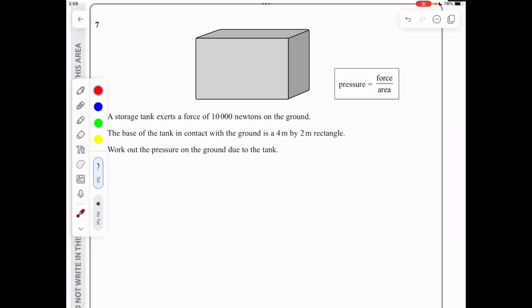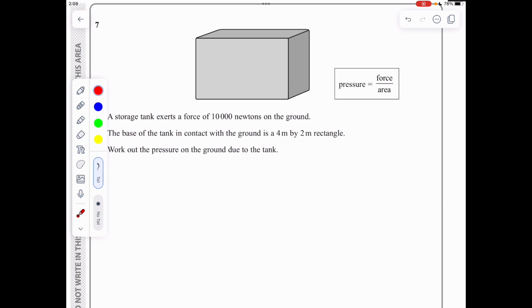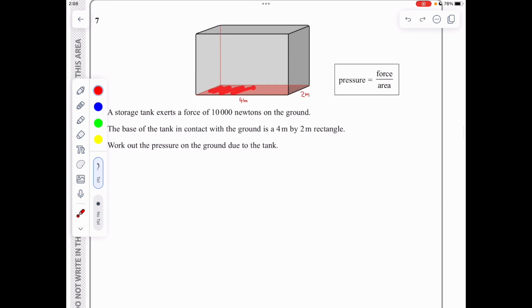In 7, we've got a storage tank exerting a force of 10,000 newtons on the ground. The base of the tank in contact with the ground is a rectangle measuring 4 by 2. We need to work out the pressure. We are also being given the formula that pressure is force over area. I will start by adding the information I was given on the diagram here. So this is the area that touches on the ground, and therefore we can simply see that the pressure will be found by doing the force, which is 10,000 newtons, over the area, which is 4 times 2.